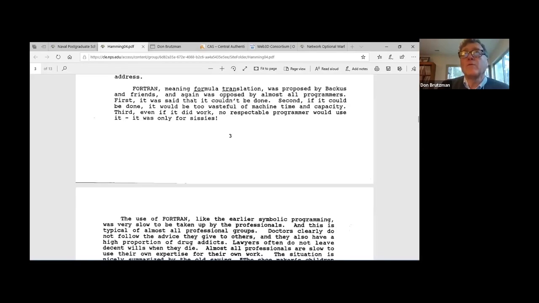Okay, let's go to the next section of this chapter. This one, again, feels sort of like the history of computer science when you see this litany of languages. You see chapter of prose coming across, formula, translation, portrait.